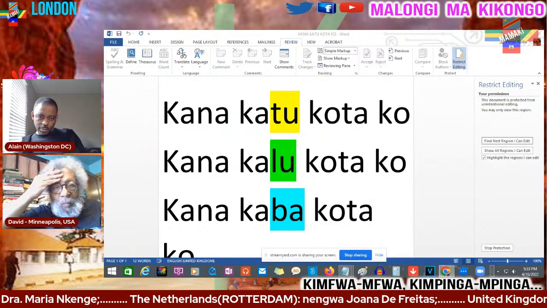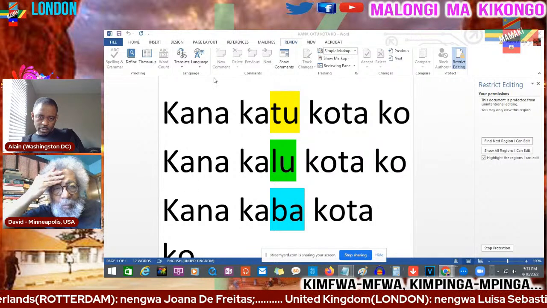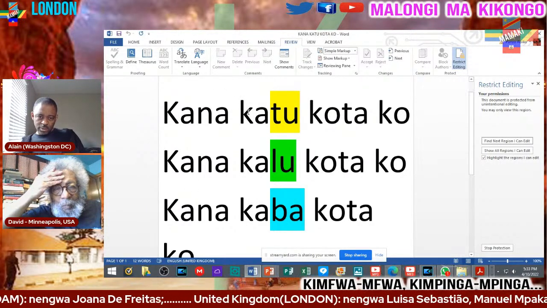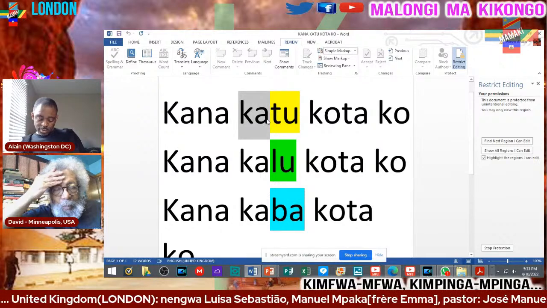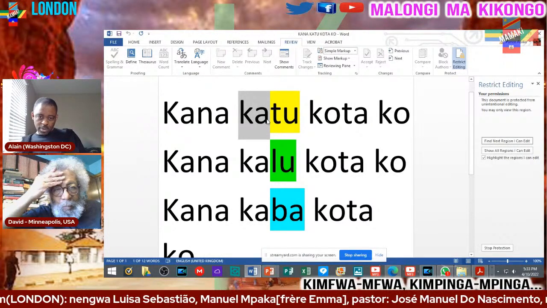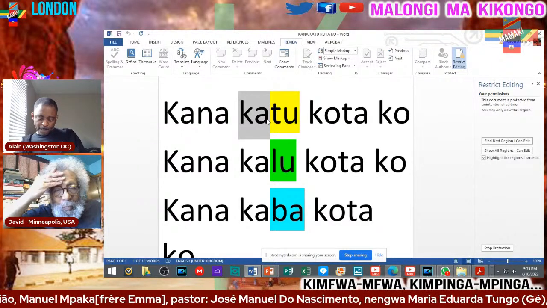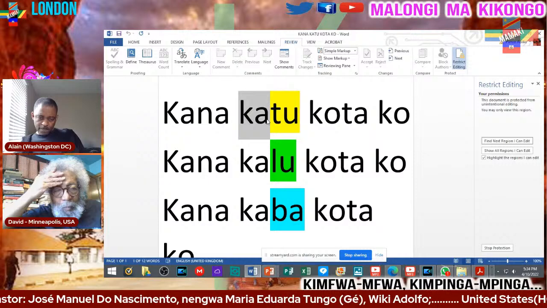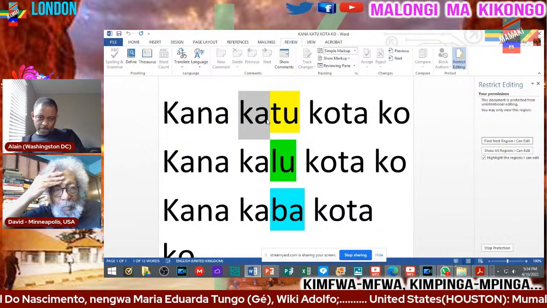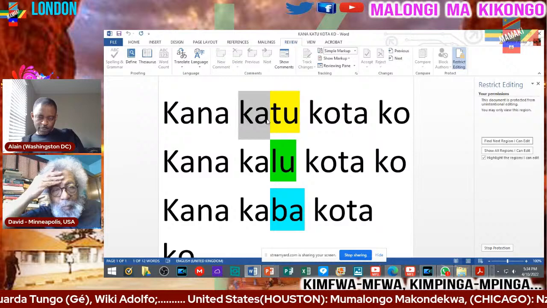Between Kana, let me see. Okay, I see that through the Lu. Tatale, this Ka is your Ka. It is the double negative. This Ka goes with the ko at the end, see? Katu kota ko.